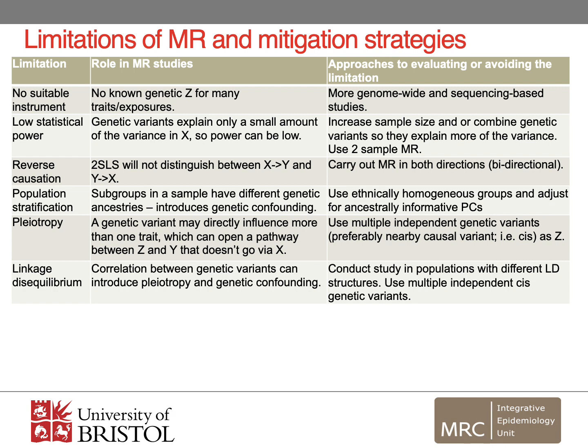However, when variants in LD affect the function of other genes, then this can introduce pleiotropy and therefore genetic confounding. One way around this is to conduct studies in populations with different LD structures, and again to use multiple independent cis genetic variants as instruments.